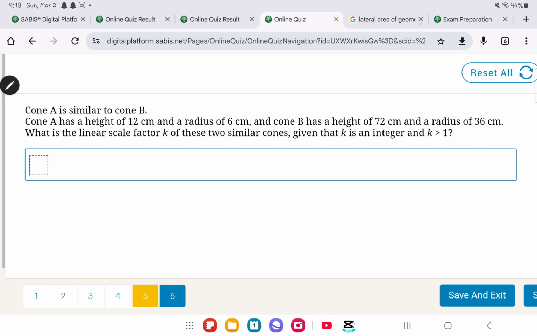We'll move on to question number 5. This is a very nice question. It's direct to the point. Cone A is similar to cone B. Cone A has a height of 12 centimeter and a radius of 6. Cone B has a height of 72 and a radius of 36.